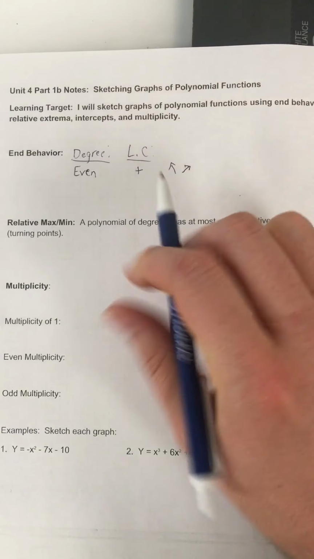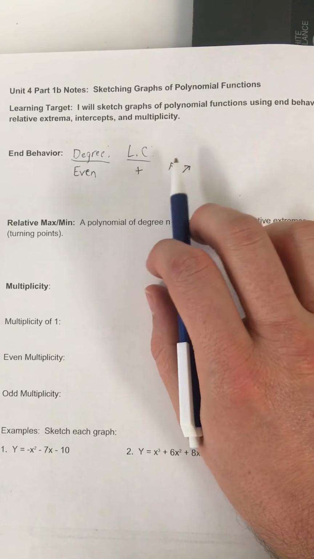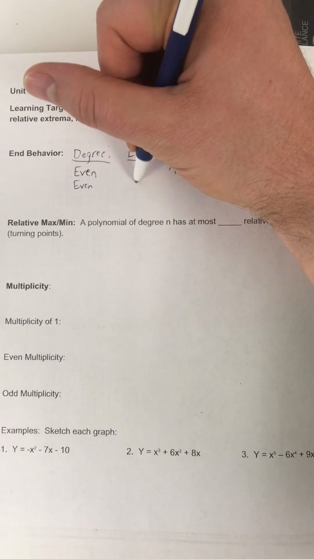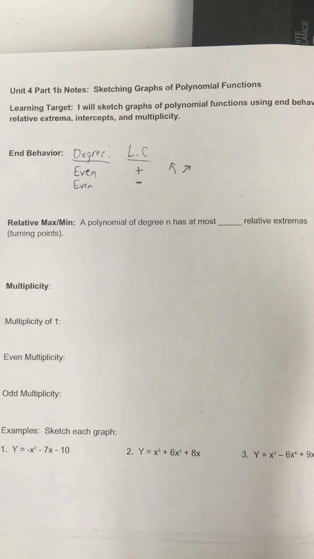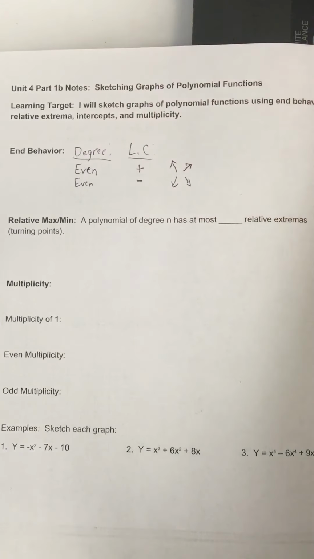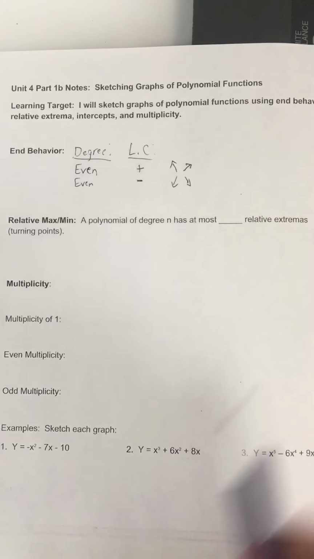There might be some crazy stuff in the middle of that, but both ends of the graph are going to be going up. Now, if you have an even degree, even exponent, with a negative in the front, both ends of the graph are going to be doing what? Going down. Like in a parabola. Like if you have a negative x squared, both ends going down.